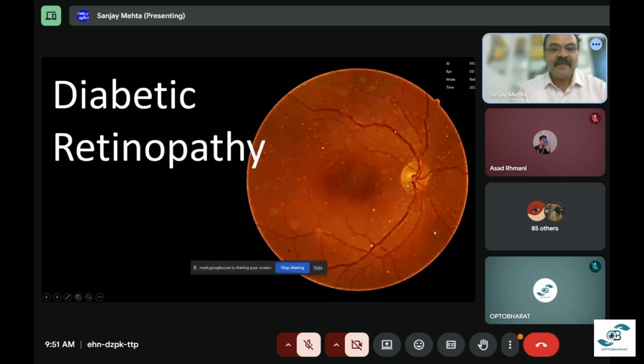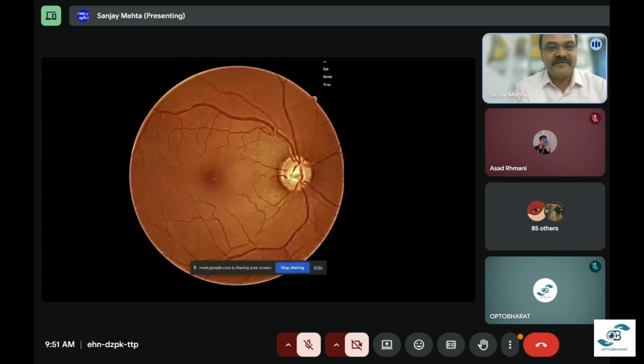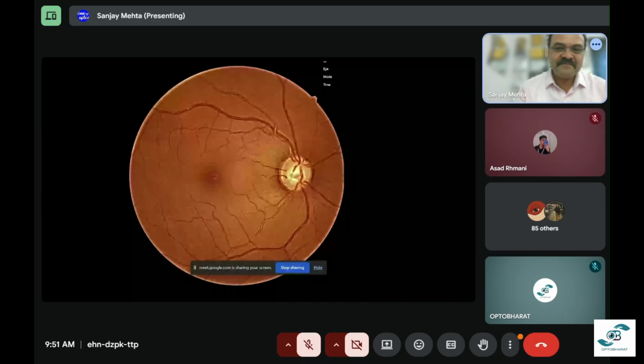Now, what does this look like? If anyone wants to talk about it, they can unmute for a second and let me know what this picture looks like. Observe carefully. Anyone?